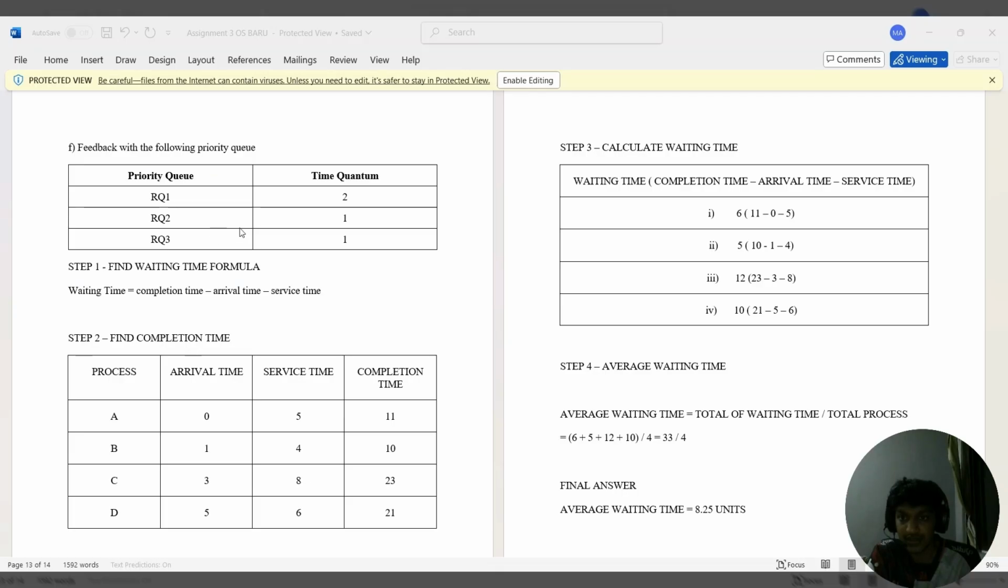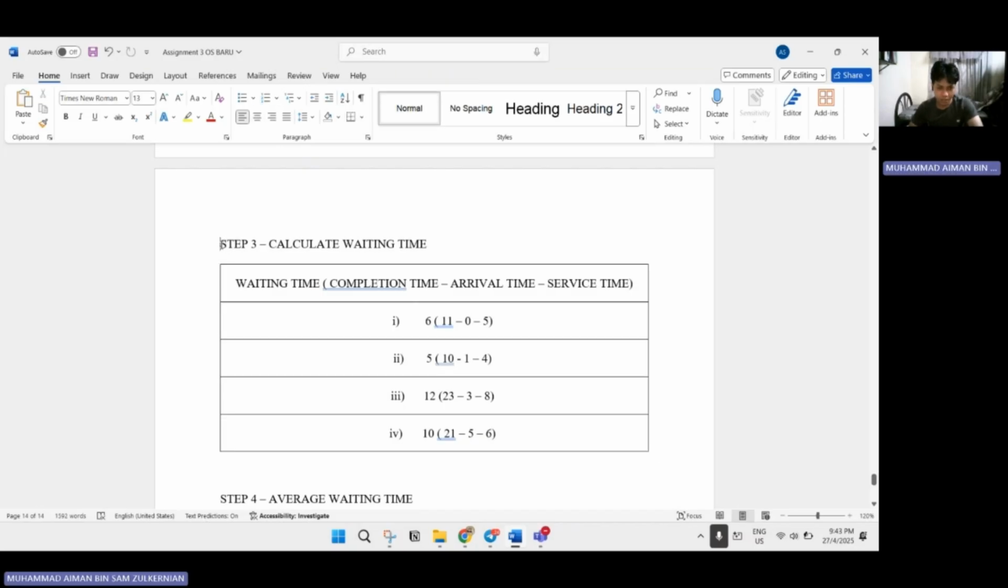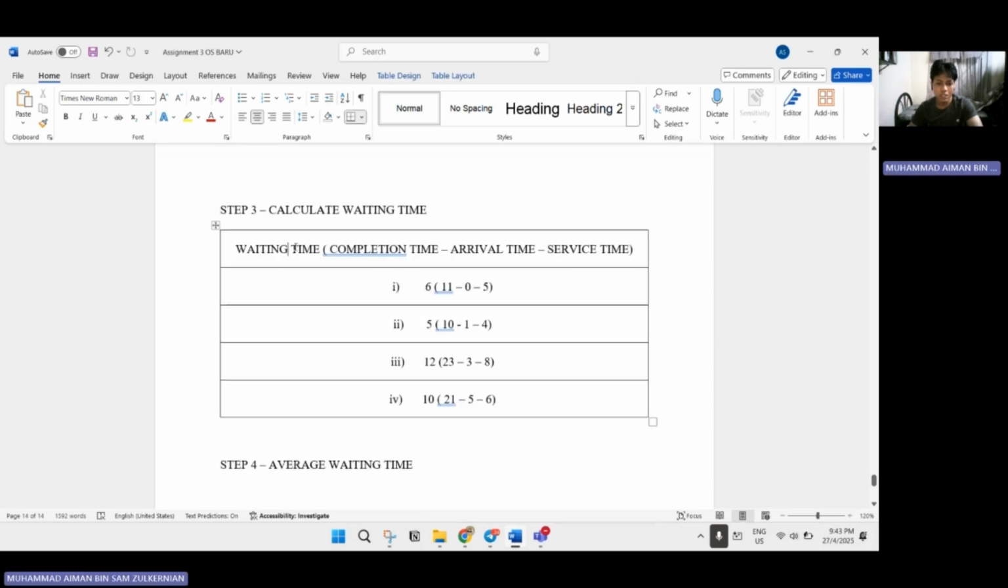For question F, step 2, process C: the arrival time is 3, service time is 8, and the completion time is 23. For process D, arrival time is 5, service time is 6, and the completion time is 21. For step 3, we want to calculate waiting time. Waiting time equals completion time minus arrival time minus service time.